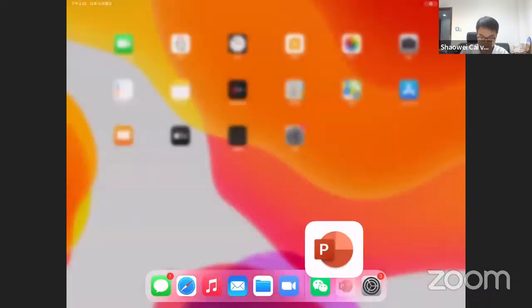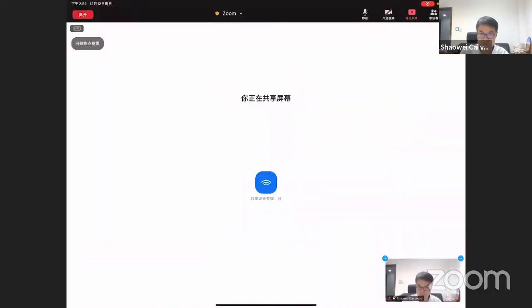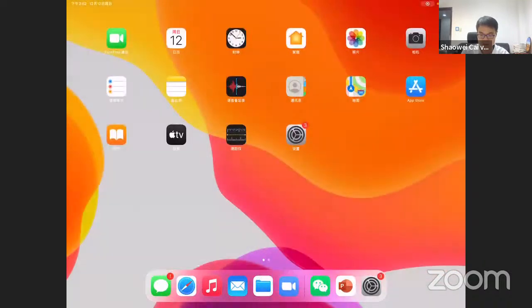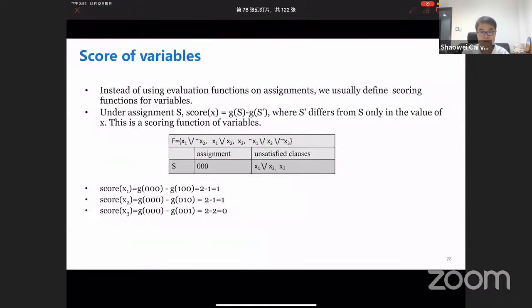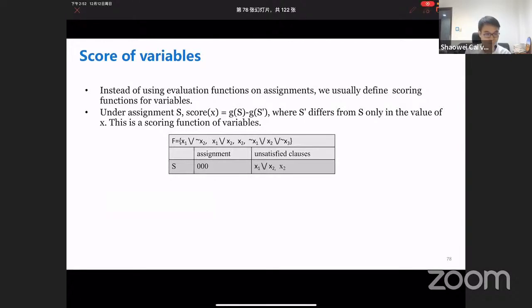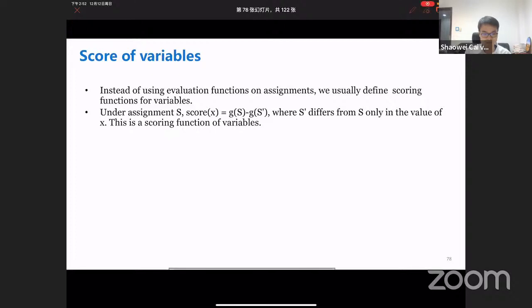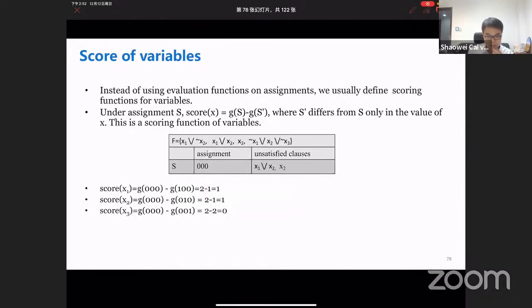Shall we? Yeah, I think now we can see the screen. Okay. Oh, yeah. All right, continue. Yes. Okay, I will go a little faster.